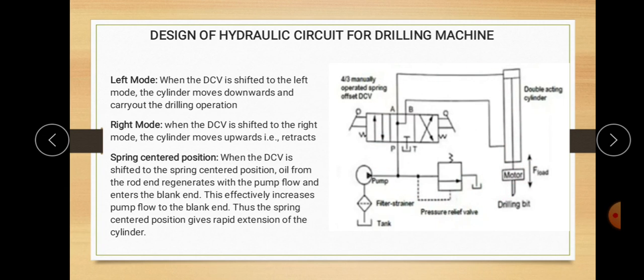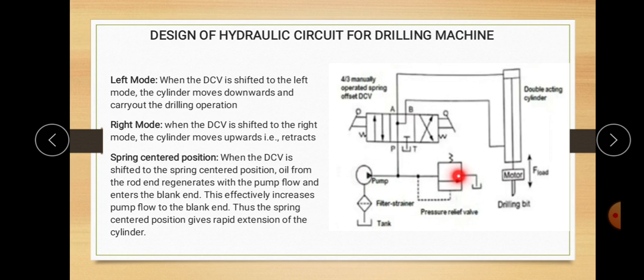Now we can see the working principle of the drilling machine. Basically, in a hydraulic system there are three types of control valves. First is the direction control valve, second is the flow control valve, third is the pressure control valve. The direction control valve is used to control the direction of the fluid, whether it enters through the A port or the B port. The flow control valve is used to control the flow of the fluid, and the pressure relief valve is used to control the excess pressure from the pump.